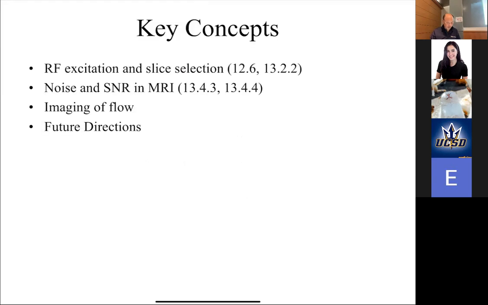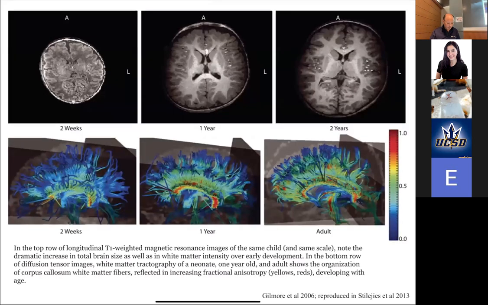Okay. So today we're going to talk about slice selection, a little bit about noise, imaging of flow, and then some future directions in MRI. There was a question last time about what the colors in this plot meant. You can see there are red colors here and then bluer colors here.